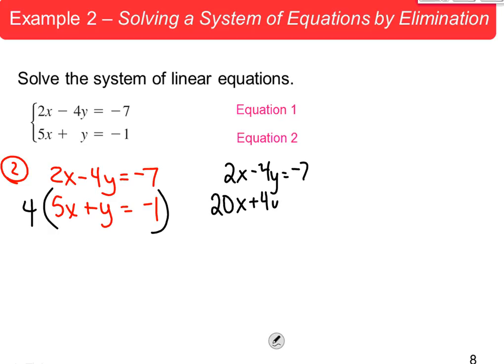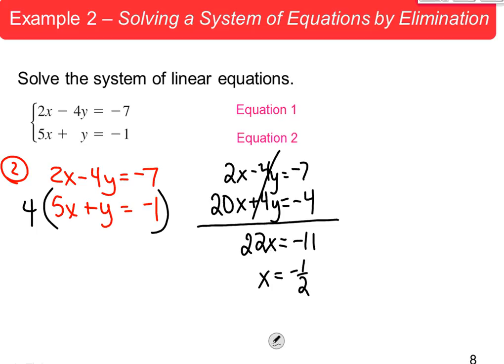20x plus 4y equals negative 4 when I multiply, and then adding, the 4y and negative 4y will cancel out. I'll get 22x equals negative 11. I'll divide by 22, and x equals negative 1/2. So a little less desirable than sometimes. And then I'll just substitute that back in. And you know, since x is negative 1/2, there is a better equation. Since that one will make the fraction disappear, that's where I'm going to put it. That would keep the fraction, so I'm probably not going to use that one.